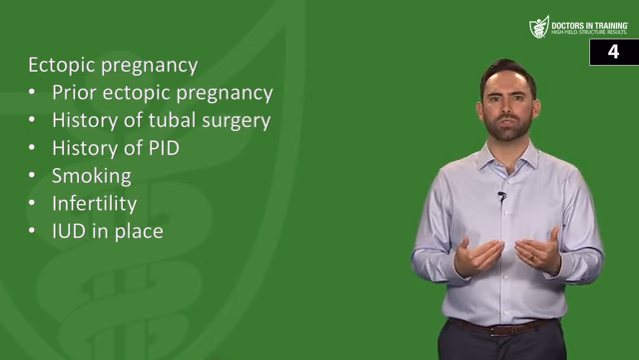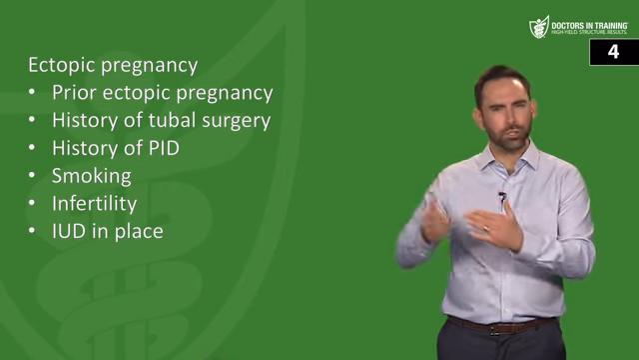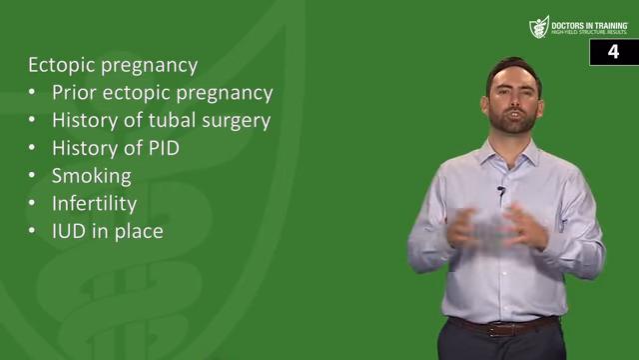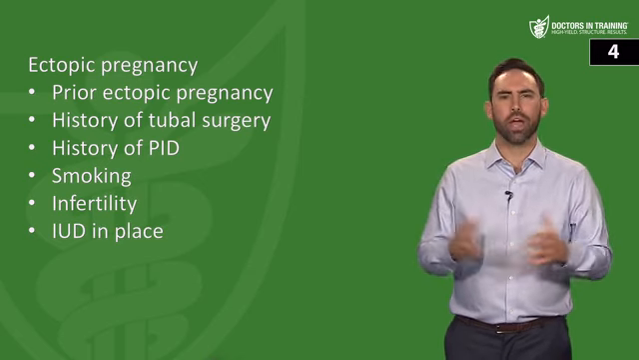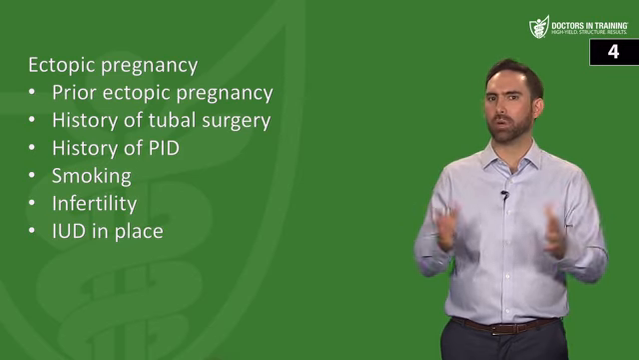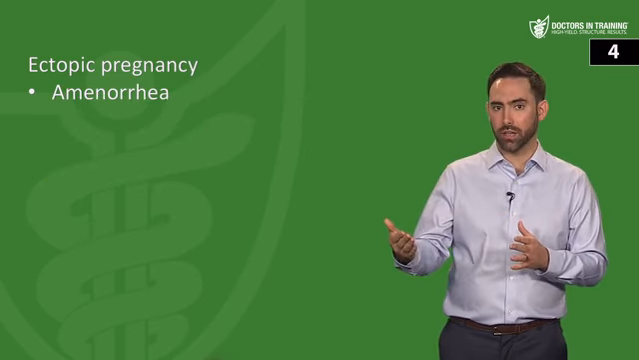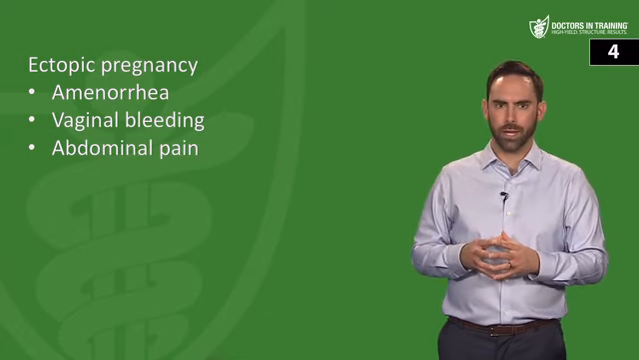If you have an IUD, your overall rate of pregnancy will be lower, but if you do get pregnant, there is an increased risk that that pregnancy will be ectopic. Okay, so how do these patients present? Well, the classic triad for ectopic pregnancy is amenorrhea, vaginal bleeding, and ipsilateral abdominal pain.